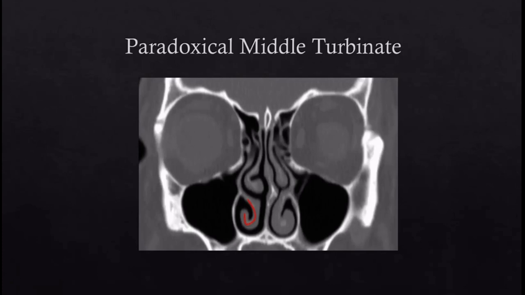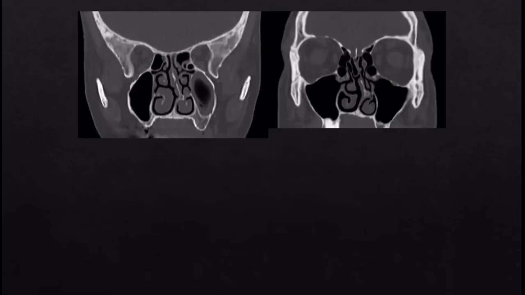This is the normal direction for a turbinate, curling outwards. This is an abnormal direction. This is called a paradoxical middle turbinate when it's bending the wrong way. And again, you can imagine that this bulge can push the uncinate process laterally and narrow the ostium. And sometimes you need to remove this part of the middle turbinate and open up the osteomeatal complex during surgery.